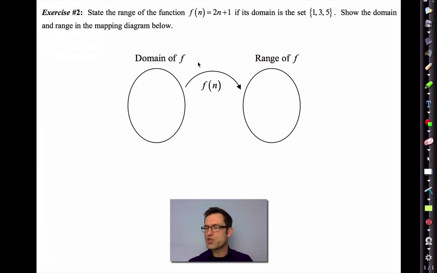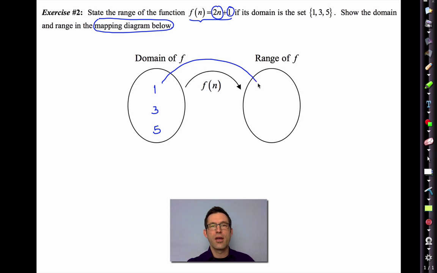So very often we show functions by showing what's known as a mapping diagram. And in mapping diagrams, often the domain and range are shown as ovals containing the inputs and the outputs. So I'm going to put my domain of 1, 3, 5 in there. Keep in mind that the rule is take the input and multiply it by 2 and then add 1 to it. So if I take 1 as an input, multiply it by 2, I get 2. Add 1 to it and I get 3.